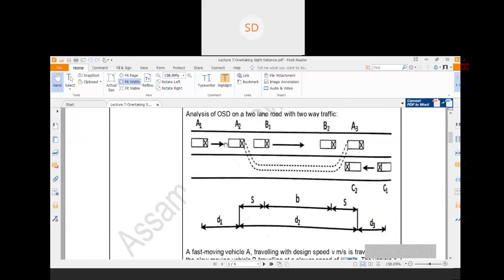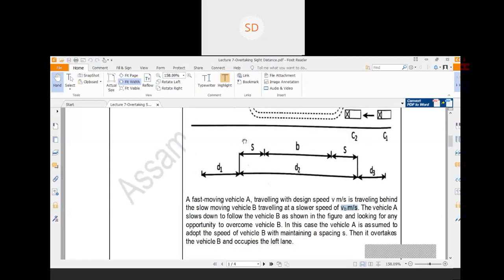Within that time, as we have already discussed, from A1 to A2, the total time taken would be the reaction time of the driver, and in this case, in the overtaking sight distance consideration, the reaction time is considered as 2 seconds. Now don't confuse this reaction time with the reaction time of the stopping sight distance. In the stopping sight distance, we consider the reaction time as 2.5 seconds. But for the overtaking sight distance, the reaction time is considered as 2 seconds.